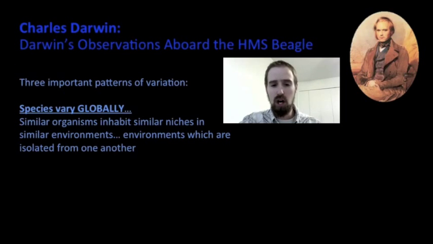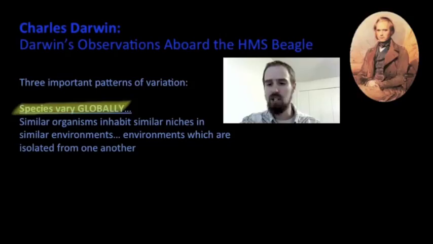Along the way, Darwin made 3 observations that are key to understanding his theory. These observations have to do with patterns of variation in different groups of organisms around the planet. First, Darwin noticed that species vary globally. He noticed that similar organisms inhabit similar niches in similar environments, but many of these environments were isolated from one another, meaning that organisms couldn't simply be going back and forth between them. And even if they could, the organisms weren't exactly the same.